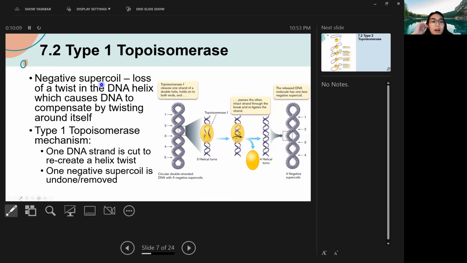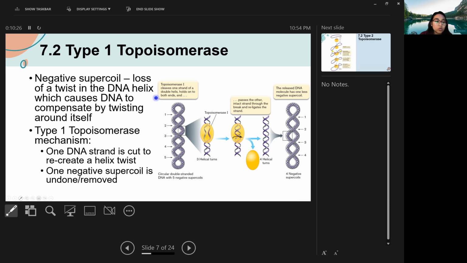All right, so how do we create these supercoils? First, let's get some definitions out. So there's actually something called a negative supercoil, and that's exactly what I was talking about. So if, again, you lose a twist in the DNA helix, so again, we're thinking about the DNA helix.